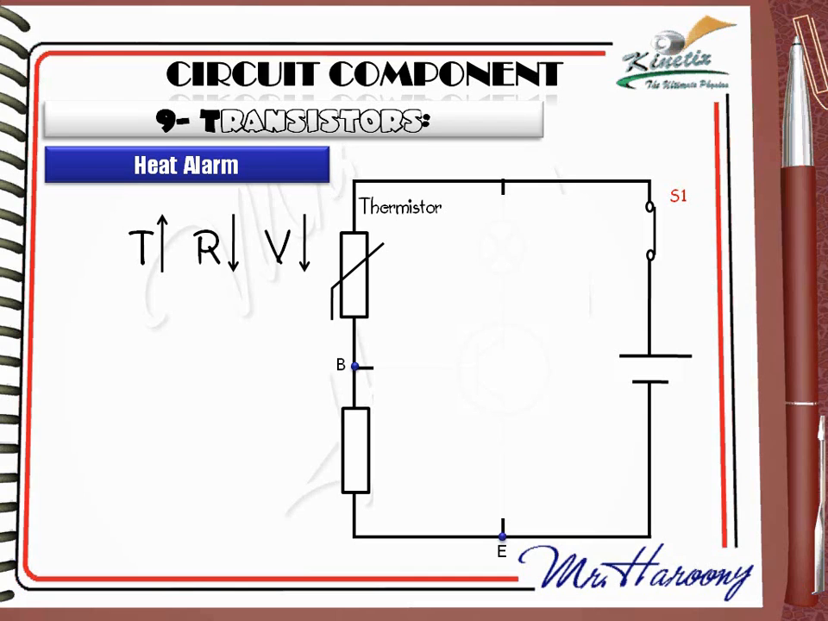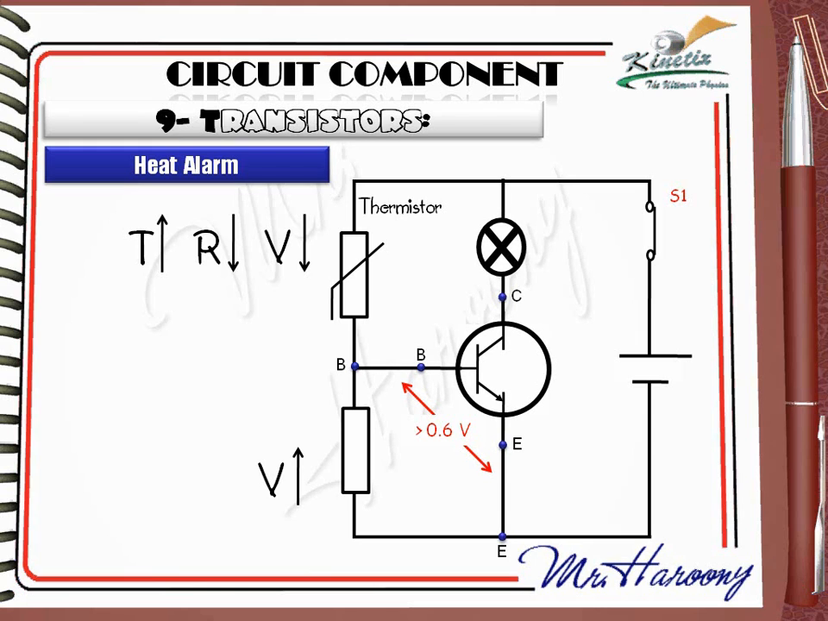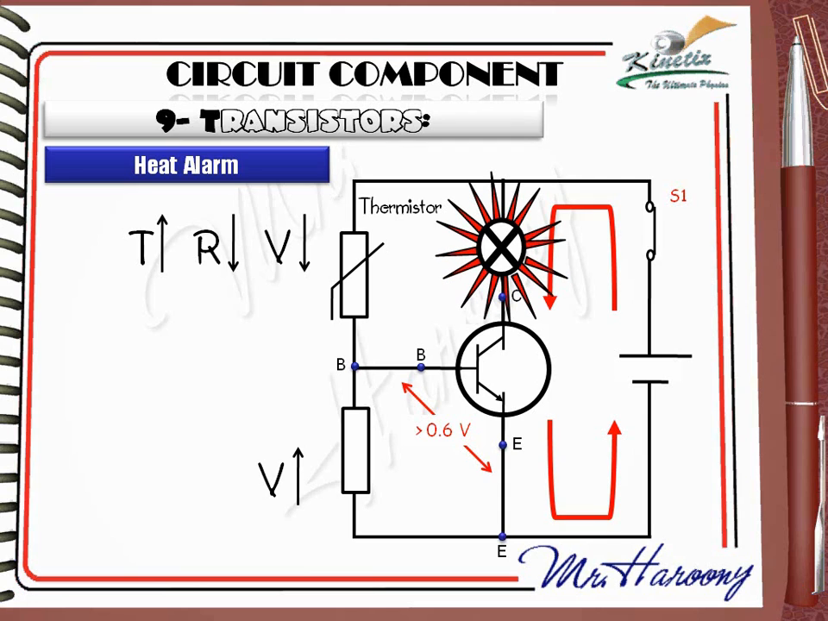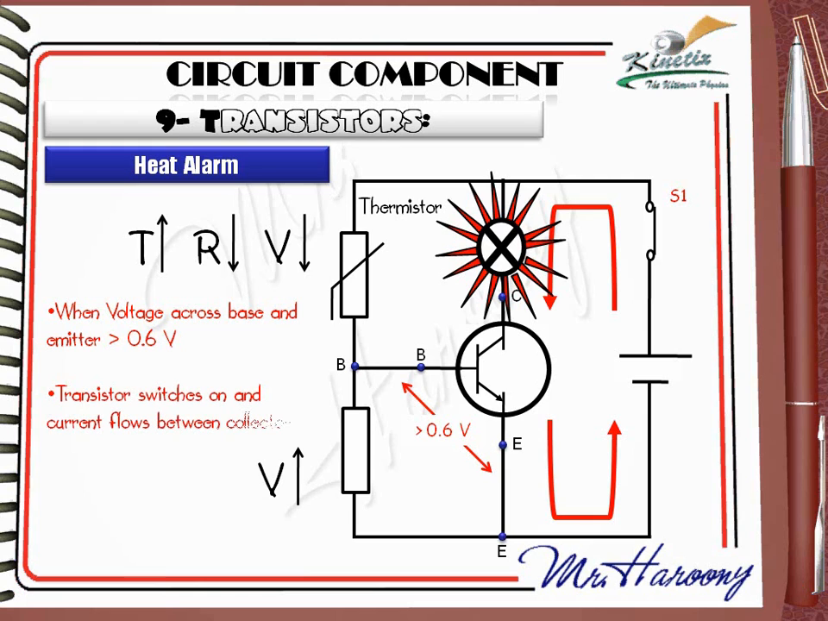This automatically increases the voltage across the fixed resistor, which is placed between the base and the emitter of the transistor. When voltage across base and emitter becomes greater than 0.6 volts, the transistor switches on, the current flows between collector and emitter, and the bulb will light. If you have a general overview on the circuit, you will find that the bulb will light when weather becomes hot. When voltage across base and emitter becomes greater than 0.6 volts, transistor switches on, current flows between collector and emitter, and the lamp will light, giving an alarm that weather is hot.